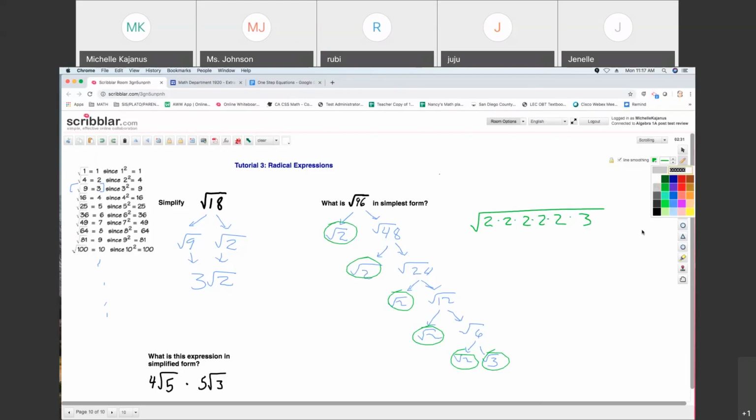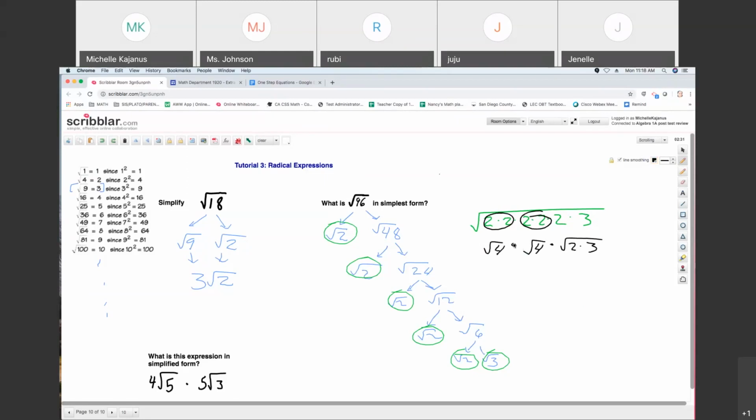Now in here, I'm actually going to find 2 times 2 is 4. 2 times 2 is 4. And I'm just going to multiply these out because I don't find a pair that's the same. Actually, I'm not going to circle them. I'm just going to put them together. These are the leftovers, the ones that didn't get circled. Okay, and all of this is being multiplied.